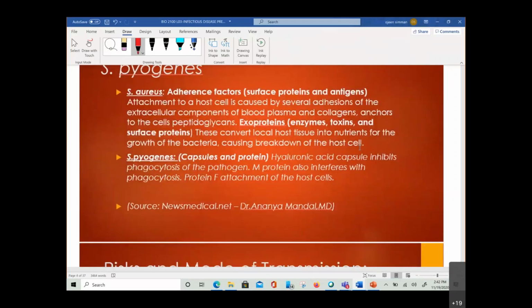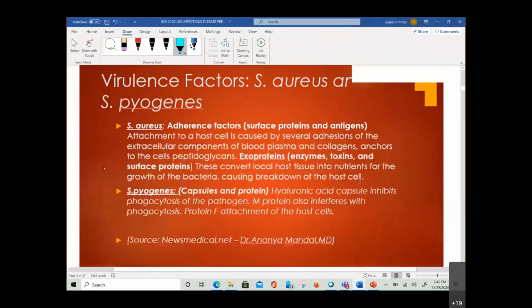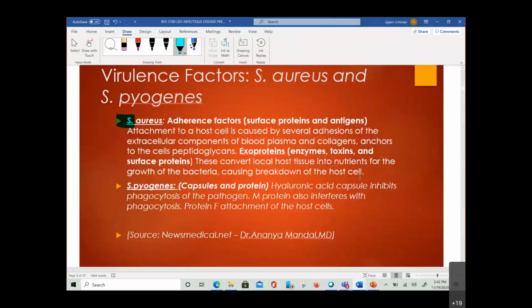Okay, so virulence factors of Staphylococcus aureus and Streptococcus pyogenes. For Staphylococcus aureus, it has important adherence virulence factors, which are surface proteins and antigens that they use to attach to the host cell. They also have exoproteins like enzymes, toxins, and surface proteins that basically damage the host cell.